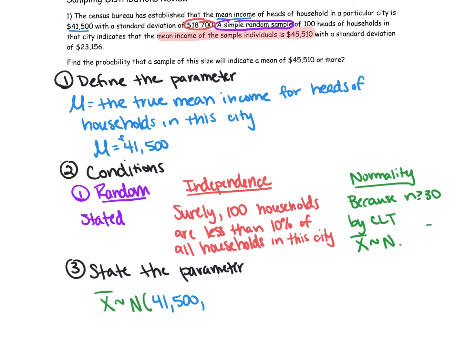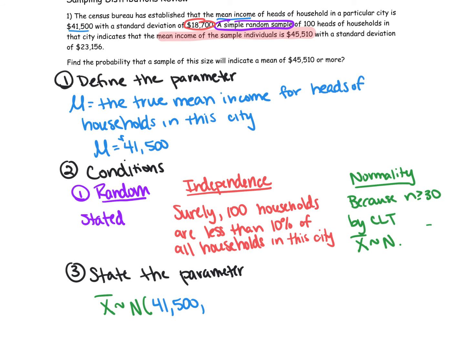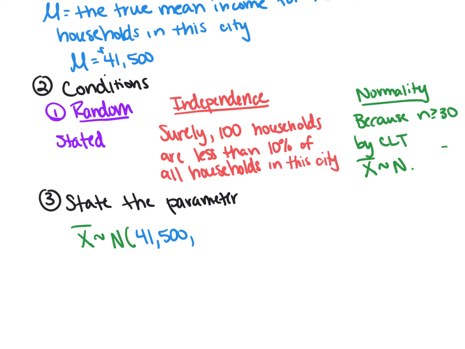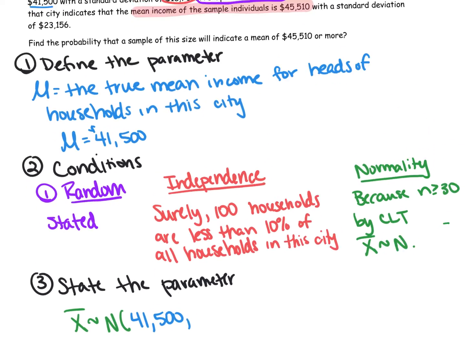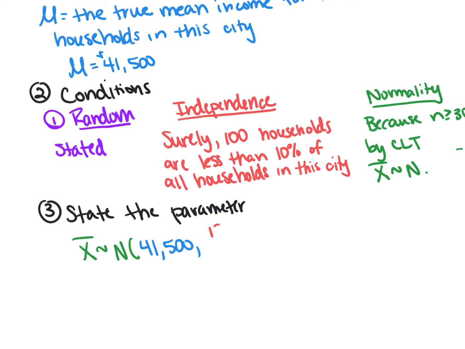So we're going to take that value, but because we have a sample size now, we need to take that value and divide by the square root of the sample size. So we're going to take that 18,700 and divide it by the square root of our sample size, which is 100. This new value right here is called the standard error. And the standard error will always be smaller than the standard deviation, because the standard deviation looks at one value while the standard error looks at, in this case, 100 values. And so this simplifies to 1,870.